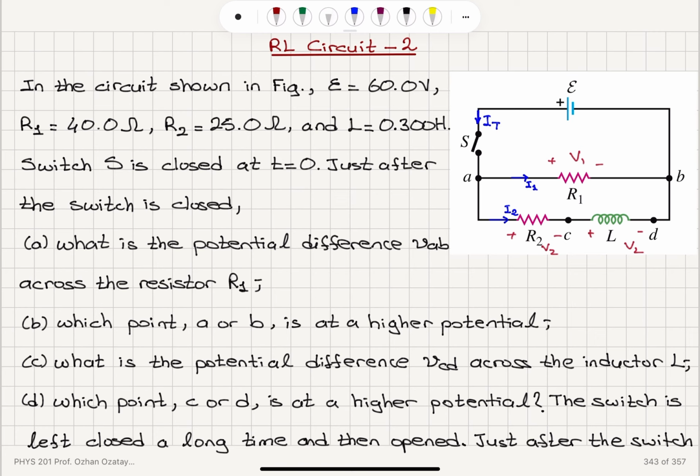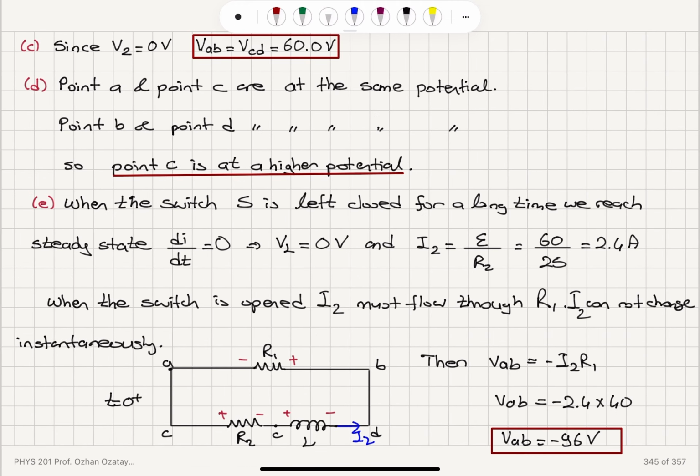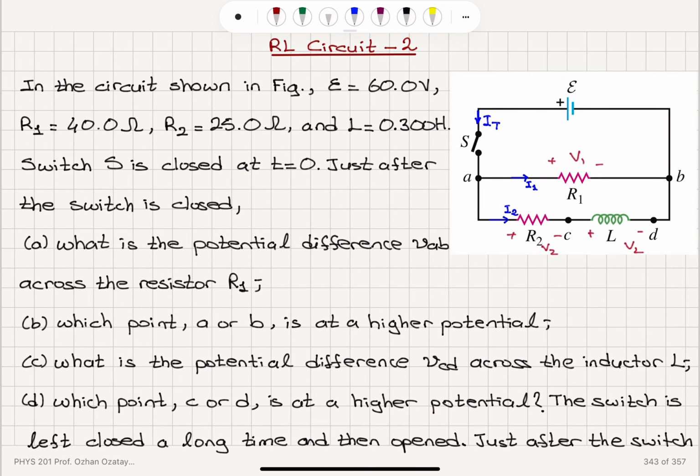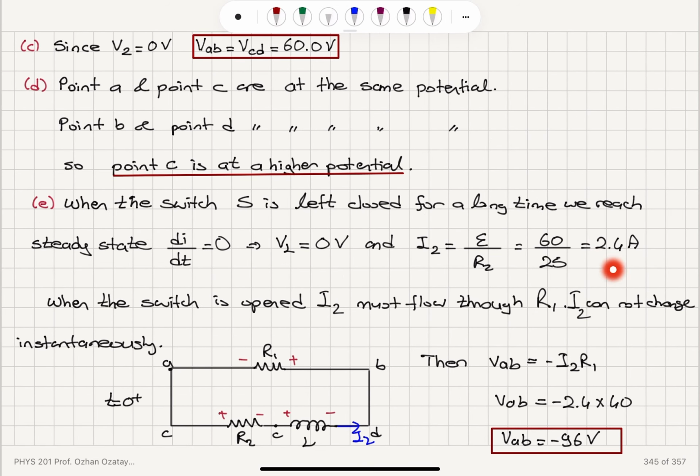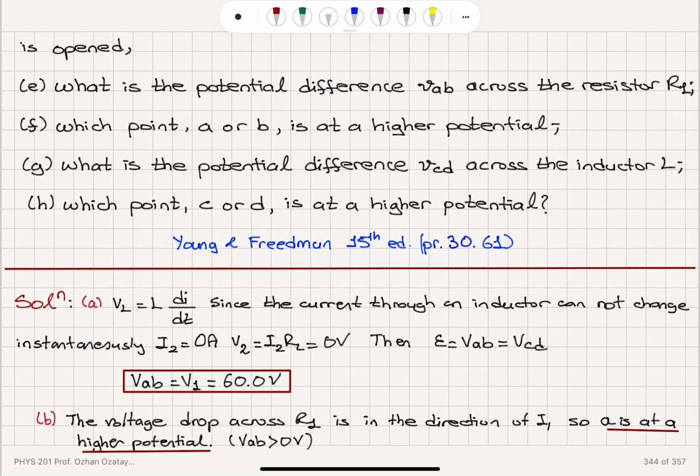And we can see that I2 will be equal to epsilon over R2, which is 2.4 amps. Now, because this current, 2.4 amps, cannot change instantaneously through the inductor, when the switch is reopened, this must be the current that flows in this circuit, so it will flow through R2, L, and R1. So we can see that VAB will be equal to minus I2 R1, minus 96 volts, and now B is at a higher potential compared to A.